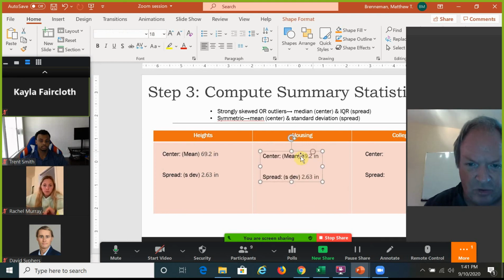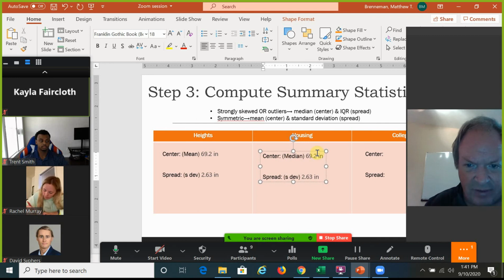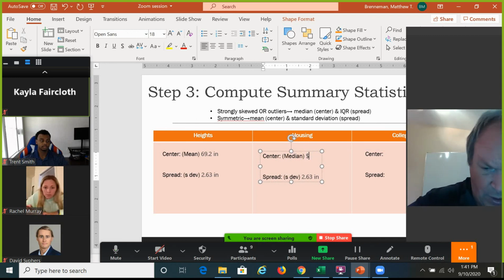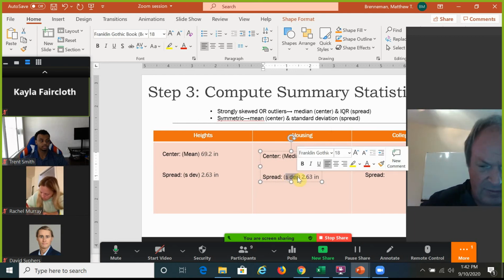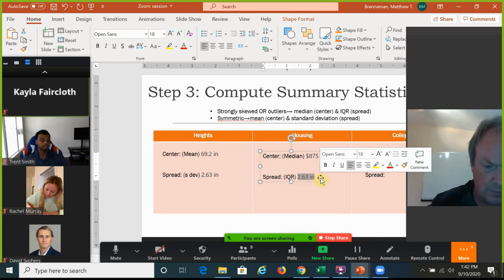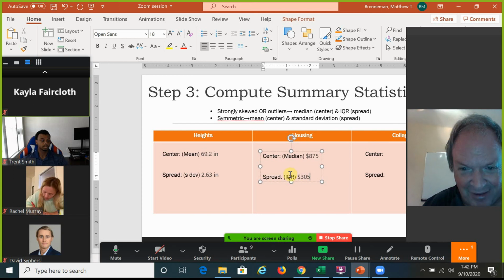And the median we said was what, 875? Yeah, 875. Thank you. And then the IQR was 305? Yes, 305. Nice to know I haven't lost all the brain cells yet. Okay, there we are. Excellent.